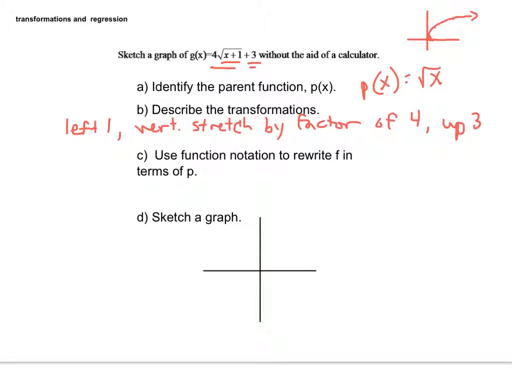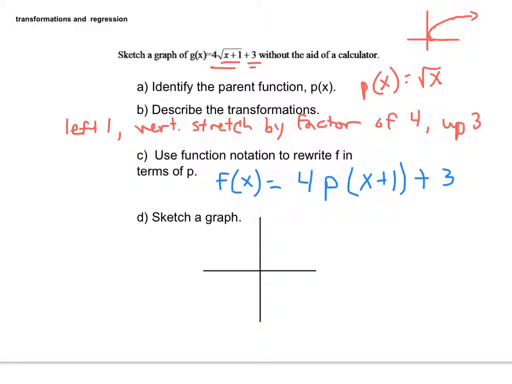Okay? If I write that in function notation, I'm going to say, well, my original f of x is 4 times my function p plus a 3, and in p of x, the x has been replaced with x plus 1. So instead of p of x, it's p of x plus 1. Okay? We'll keep working with that.